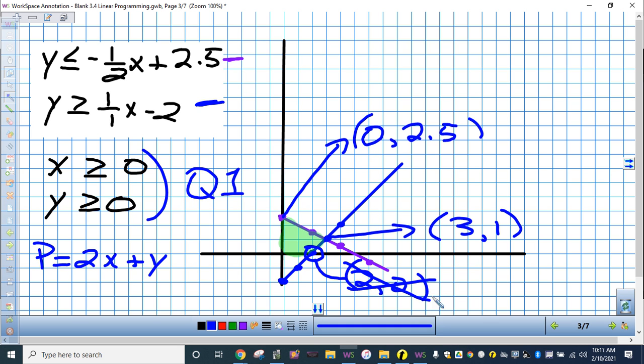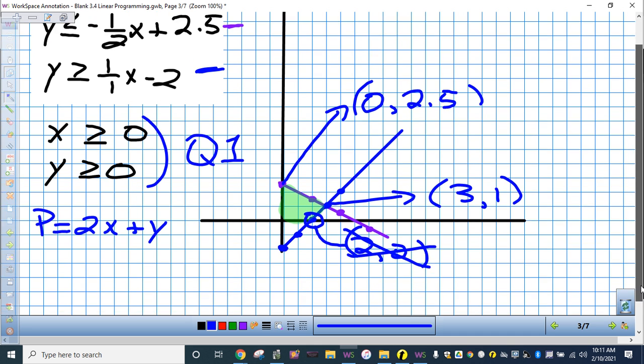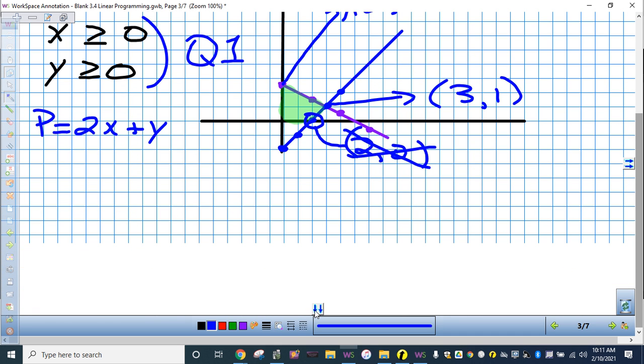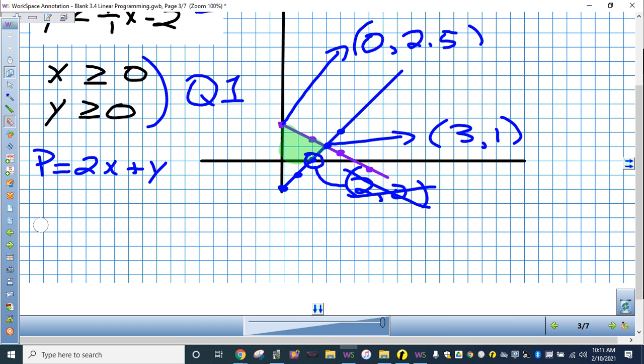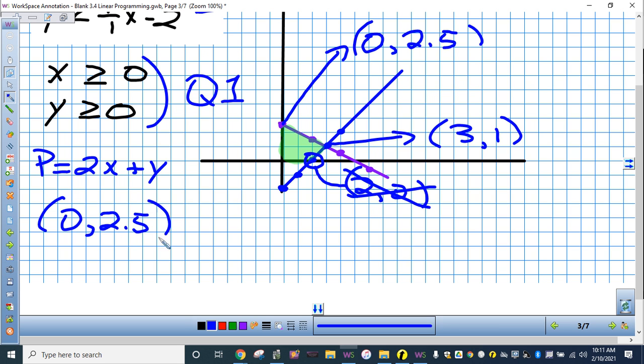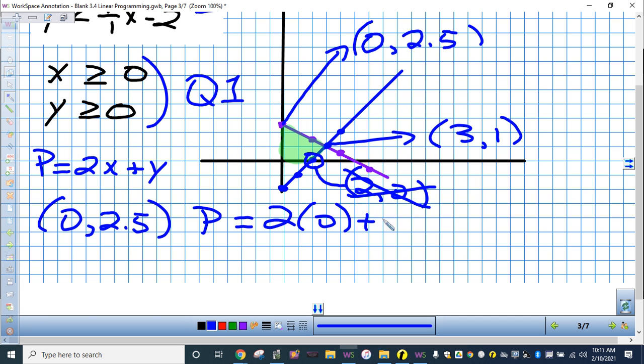Okay, so I don't need to plug that one into my profit equation, my objective function. We're using those interchangeably. Profit equation is an objective function. Think about it intelligently so you can do less work. So we're just going to plug these in now. I'm going to plug in (0, 2.5). So 2 times 0 plus 2.5 equals 2.5.